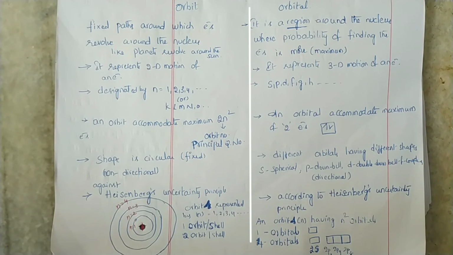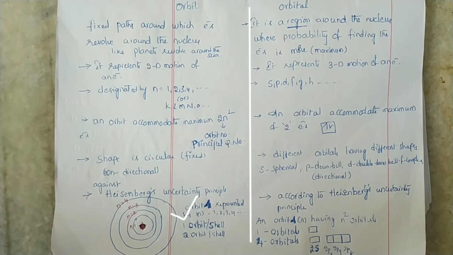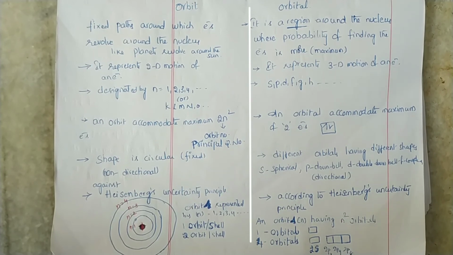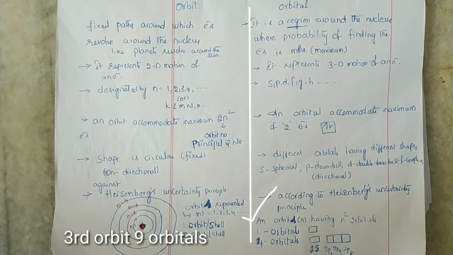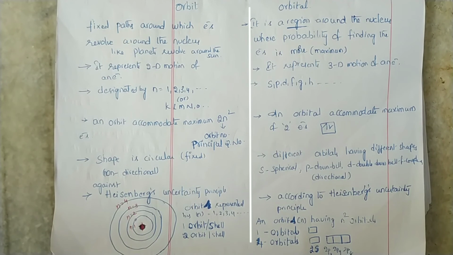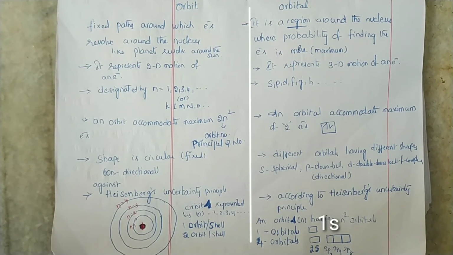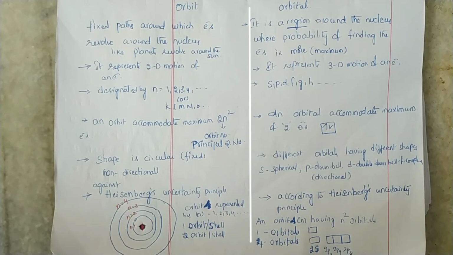Orbits are also known as shells or energy levels. Orbits are represented by small n, values are 1, 2, 3, 4, and orbit n has n square orbitals. So the first orbit has 1 orbital, the second orbit has 4 orbitals. The first orbit orbital is the 1s orbital, and the second orbit orbitals are the 2s orbital, 2px, 2py and 2pz orbitals.